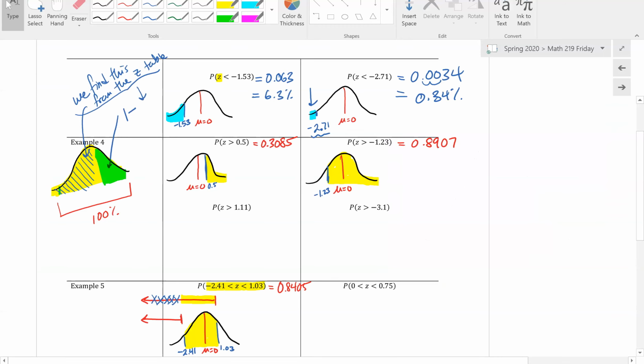0.1335 if I round it. So I'm going to add that in. This is 0.1335, and I'll just say that was StatCrunch.